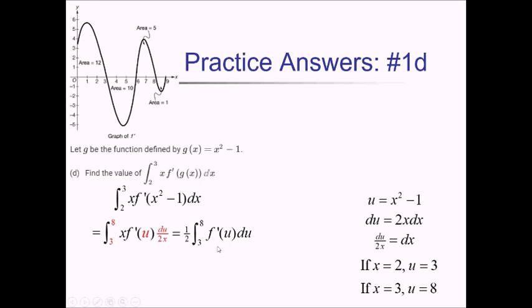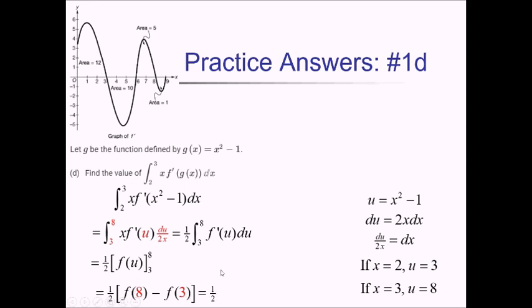Well, this is actually not so bad. The antiderivative of f prime, the thing I have to differentiate to get f prime of u, is just simply f of u. So we have 1/2 times that from 3 to 8. So let me yank out that 1/2, and I'm doing basically f of 8 minus f of 3, where 8 and 3 are now u values.